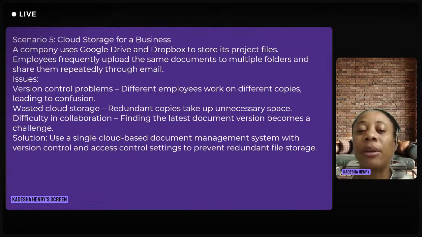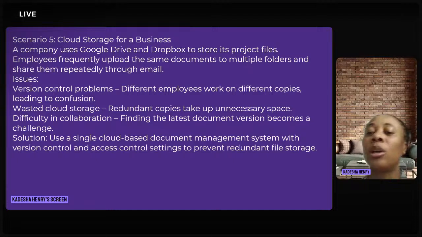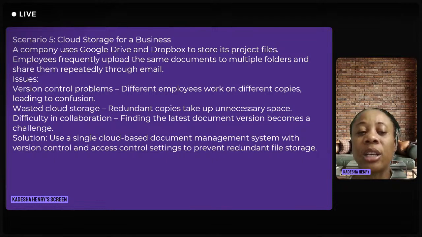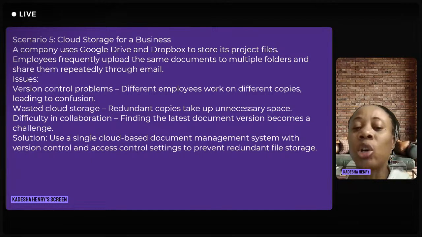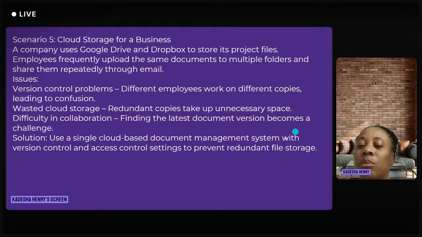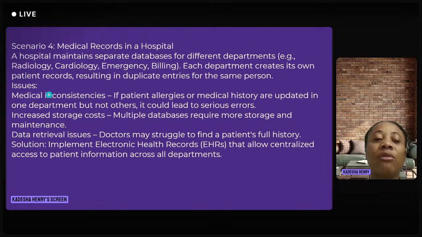Version control problem: different employees work on different copies, leading to confusion. Wasted cloud storage: redundant copies take up unnecessary space. Difficulty in collaboration: finding the latest document version becomes a challenge. So one of the solutions to this is to use a single cloud-based document management system with version control and access control settings to prevent redundant file storage. What we don't want is redundant file storage.